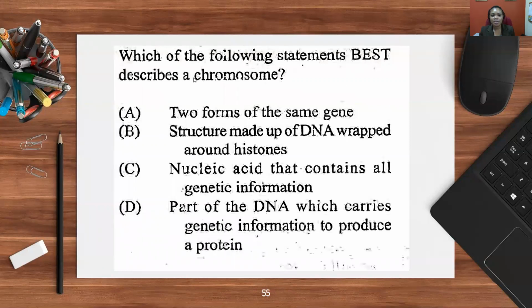Which of the following statements best describes a chromosome? A, two forms of the same gene. That's an allele. Another option: structure made up of DNA wrapped around histones. That's correct. So you find that it's essentially the same responses, but the question is asked in a different way.